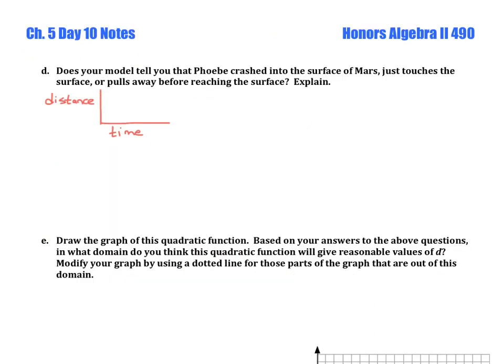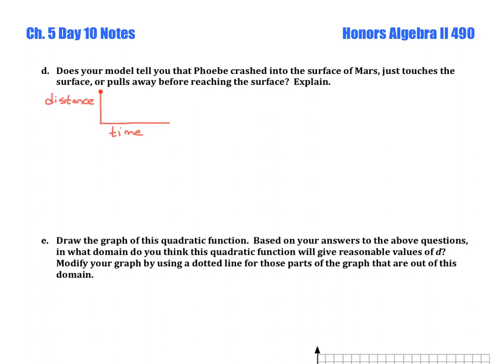Part D, does your model tell you that Phoebe crashed into the surface of Mars, just touches the surface, or pulls away before reaching the surface? Explain. So let's talk about how we could figure that out. As we looked at before, we have Phoebe's distance from the surface of Mars on our dependent axis and the time since she fired her rocket on the independent axis, and we know it's a quadratic function. If you think about it, she started up here. Our d-intercept we found was 500 kilometers from the surface of Mars.